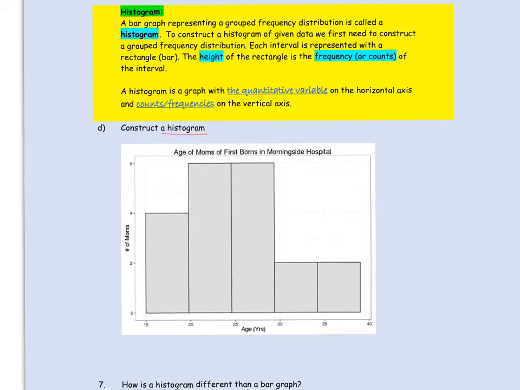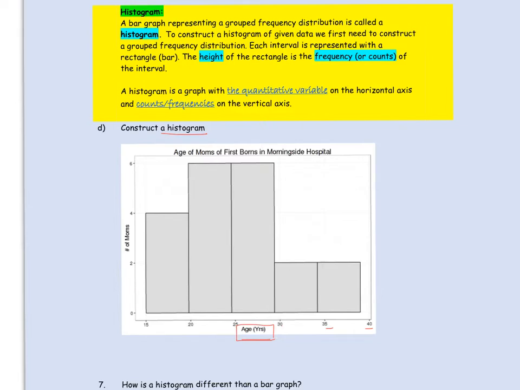Now this looks a lot like the bar graph, but notice that the variable here is not a categorical variable. The variable is quantitative. It's a measurement. So now the horizontal axis represents the age of moms. So there is no gap between the years because it goes from 15 to 20, 20 to 25, 25 to 30, 30 to 35, and 35 to 40. So there is no gap between the bars here.